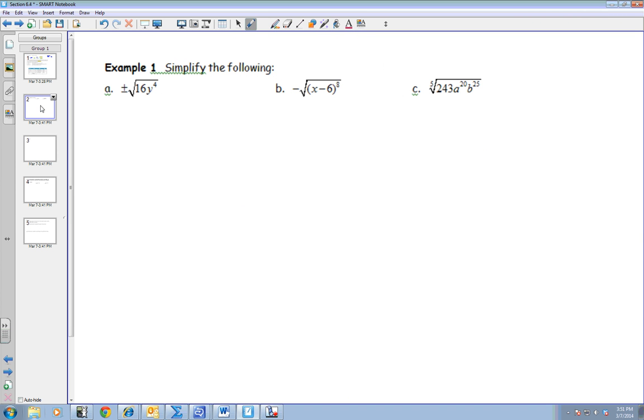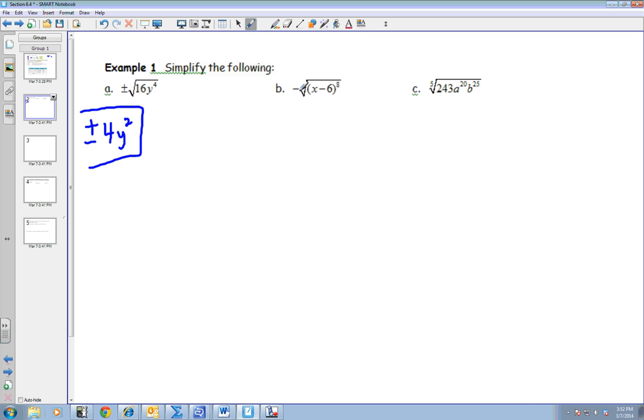We want to simplify the following. First of all, in example A, I'm going to have a plus or minus out in front of my answer. And this is just a regular square root problem. We've done problems like this all the time. So the square root of 16 we know is 4. If I have y to the fourth, remember we're looking for groups of 2. How many groups would I have? Well, I would have 2 groups. And so this is my answer.